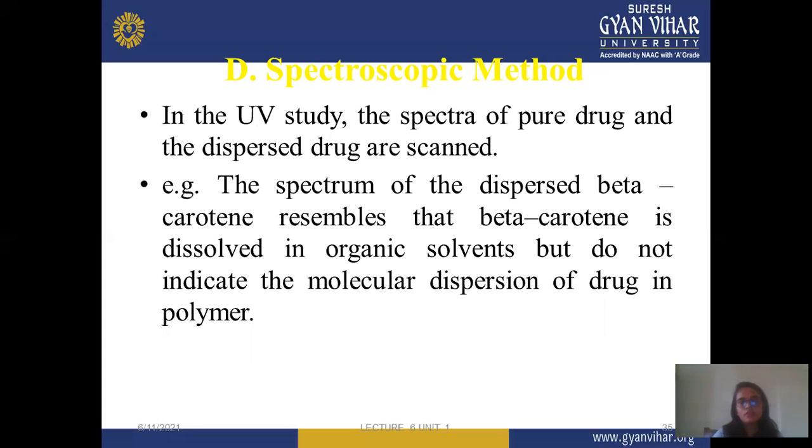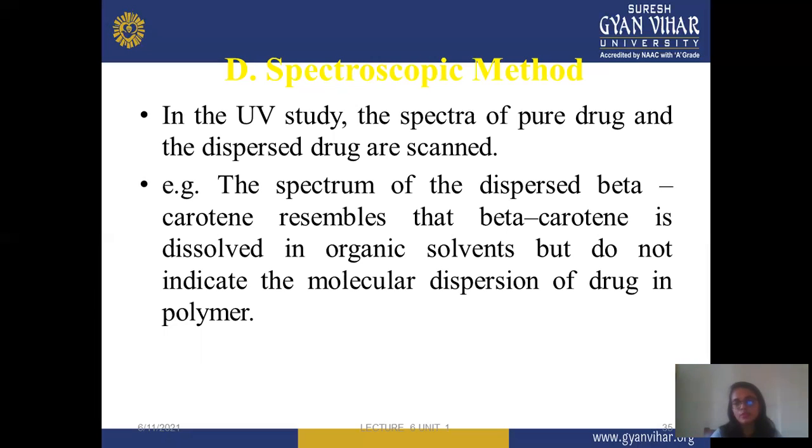Next is the spectroscopic method. In the UV study, the spectra of a pure drug and dispersed drug are scanned. In spectroscopy, mainly you use UV or ultraviolet light, and your compound should be in a pure state. If it contains certain impurities, coloring agents or any foreign particle, there is a chance that their readings may also be recorded. So you should always take the pure form during the spectroscopic method.